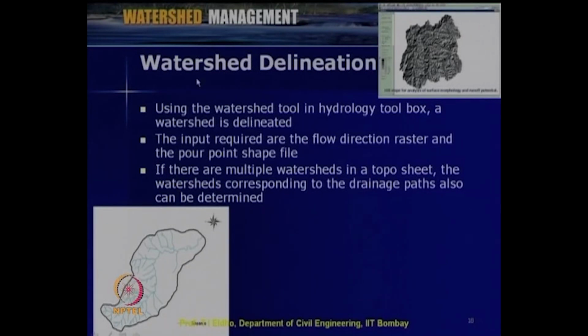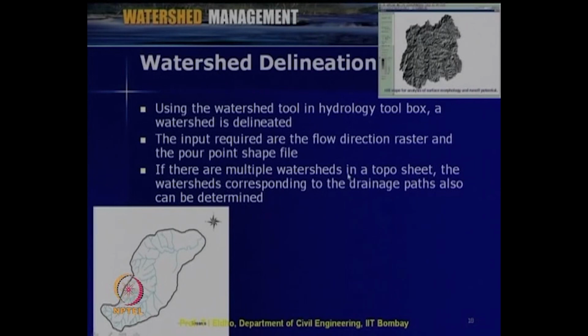So, finally, after doing this operation, now we are ready to get the delineated watershed. Using the watershed tool in the hydrology toolbox, we finally delineate the watershed. The inputs required are the flow direction raster and the pour point shapefile, as I already mentioned in the previous slides.